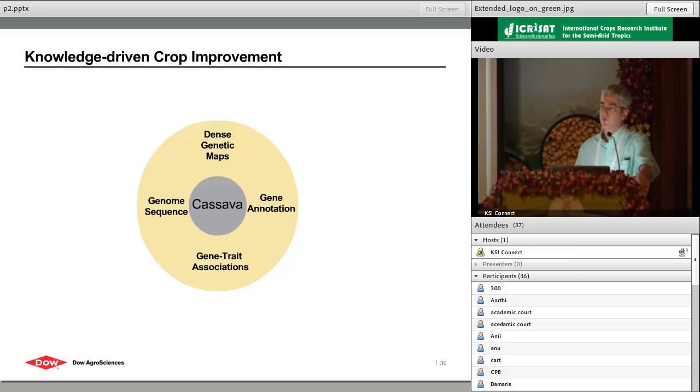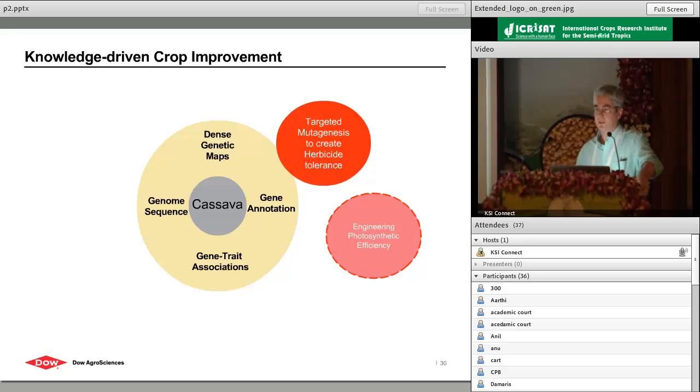Well, there are actually new projects coming out that are starting to use these resources, and this is really the whole point of building a foundation of data. On the biotechnology side, there's a project to engineer herbicide tolerance in cassava by site-specific mutagenesis, and they're using the genome sequence to design that strategy. There's a funded project on engineering photosynthetic efficiency, which is mining the cassava genome data for orthologs in particular pathways.